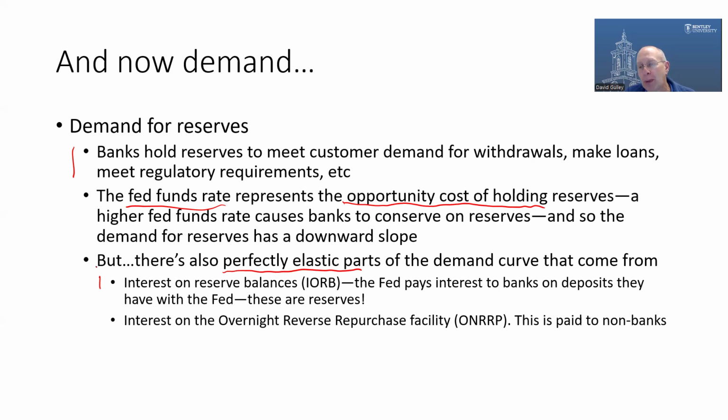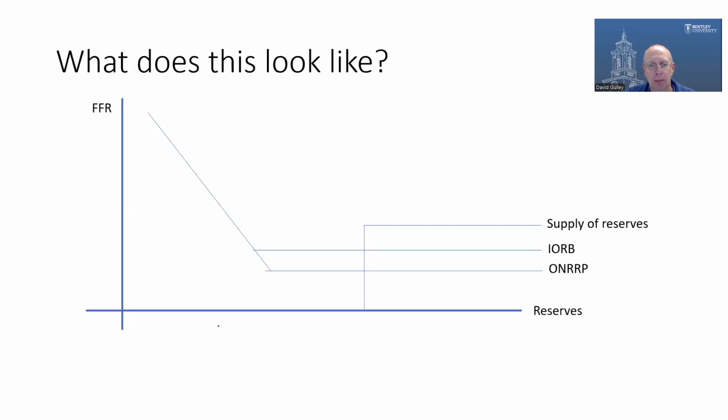The Fed also pays interest to non-banks in the form of what's called the overnight reverse repurchase facility, the famous ONRRP. And so we'll have a visual here. And so here's what we have in the reserves market. So first we have the supply curve, the vertical component. This is from the Fed's open market operations with Treasuries and mortgage-backed securities.